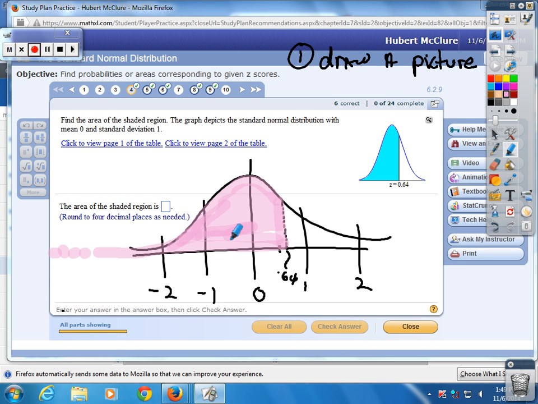Now, if you remember, I said there's 2 types of questions. One, they're going to give you a z-score and you find what? And they're going to give you an area and you find what? So which one is this one? Find the area, because you're given a what? You're given a z-score.